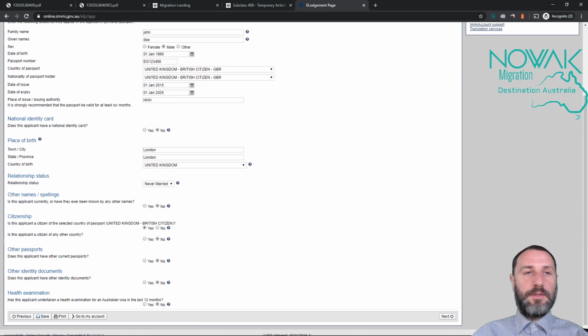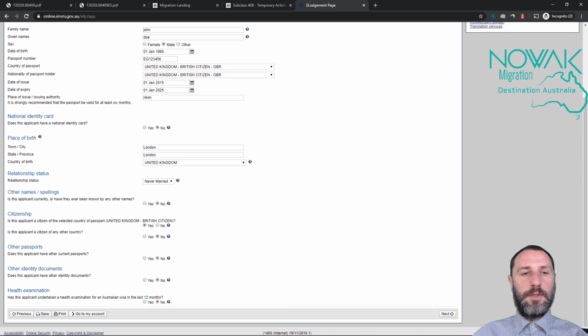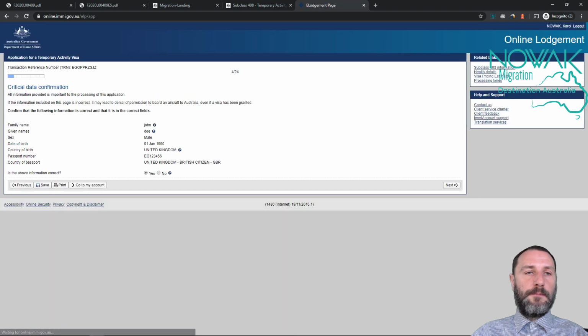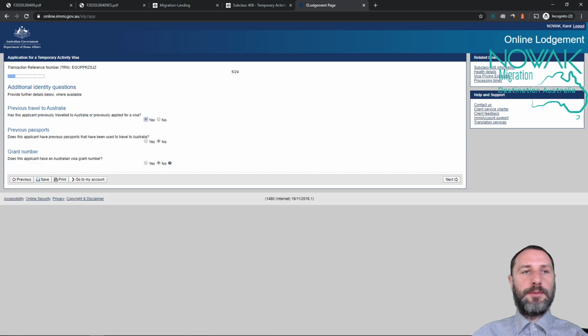Then your details, John Doe. It's not the real person. Confirmation of the details from the passport. Previous travel to Australia. Of course, you must have traveled to Australia because you must be in Australia to be eligible for this visa, so it's going to be yes. Previous passports: if you have had any other passports in the past, apart from the one you have now, grant number. If you remember the grant number, yes. If not, no, not a big deal. Let's go next.